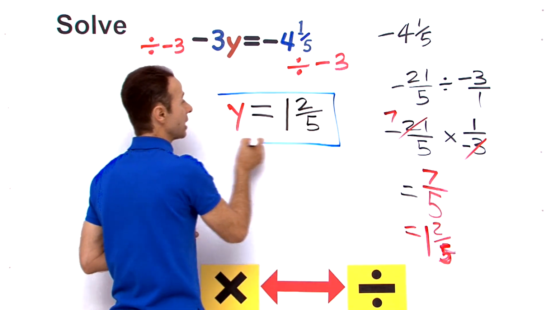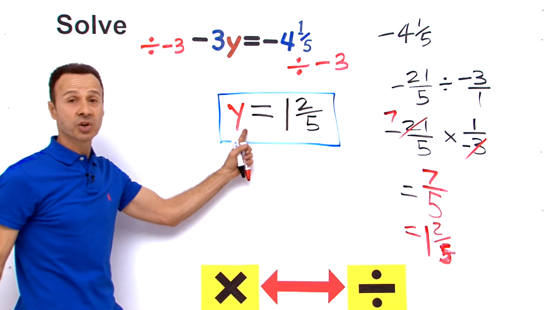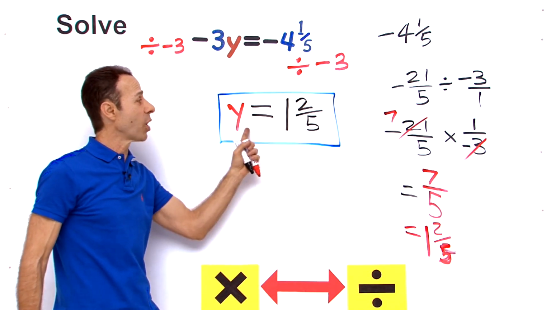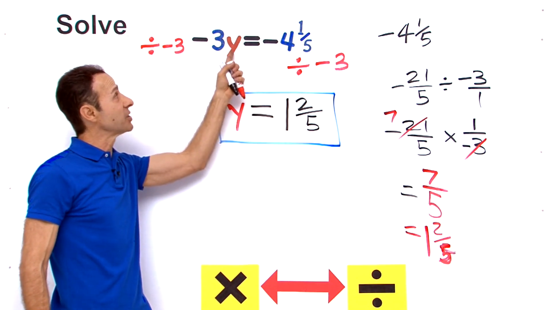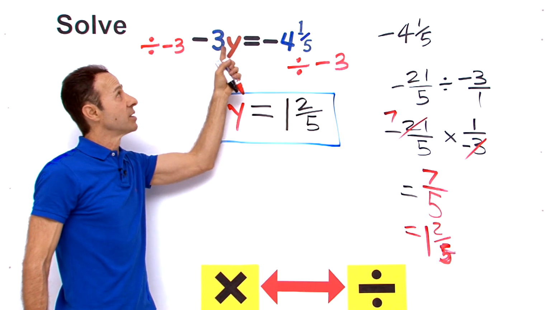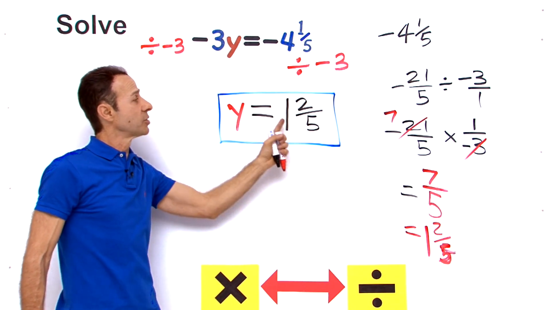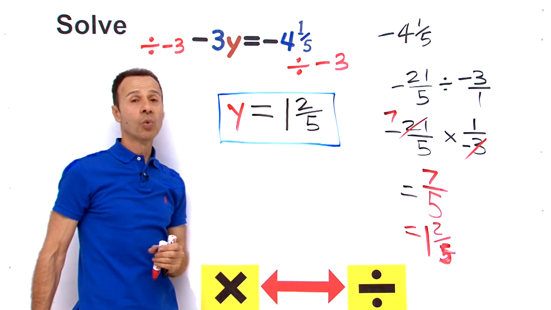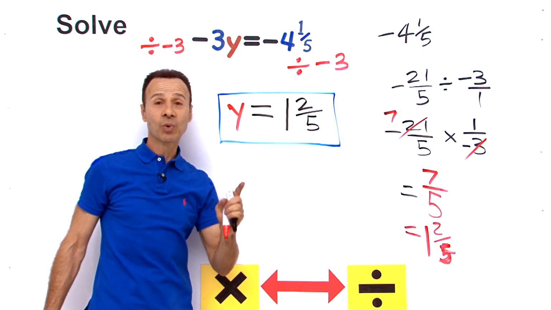Now, if you'd like to check that your unknown variable is correct, that it's actually 1 2/5, all you have to do is take that y equals 1 2/5 and replace it for the y right here. So put 1 2/5 next to the 3. So -3 times positive 1 2/5 will give you -4 1/5.